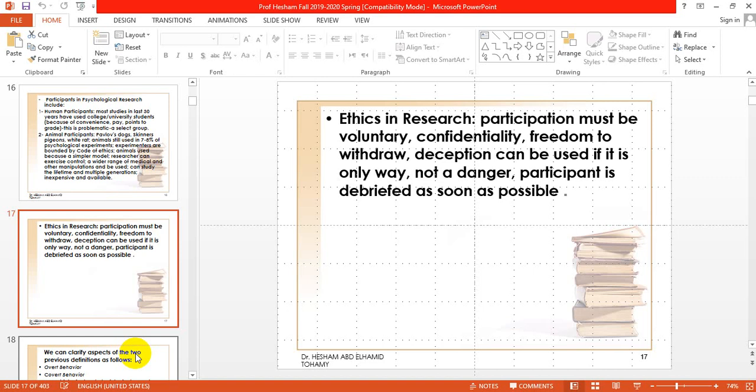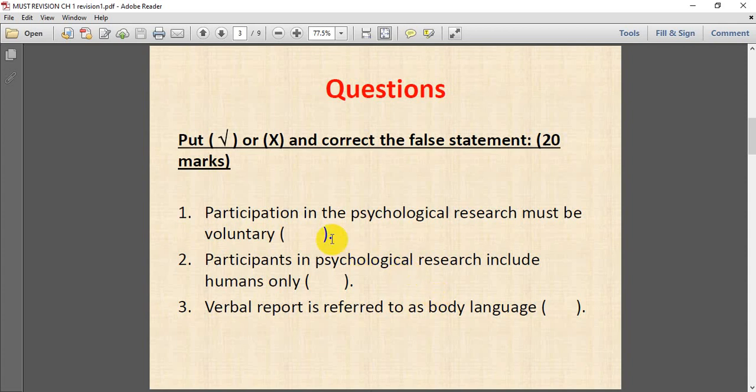Never ever can I coerce anyone to share or to participate in a psychological research. And also, we have talked about confidentiality, and they are free to withdraw at any time, and deception. And we said that deception is not allowed. But the only case the deception is accepted is if the experiment doesn't include any dangers. Now, what about our question? Participation in the psychological research must be voluntary. Yes, true. The answer is true.